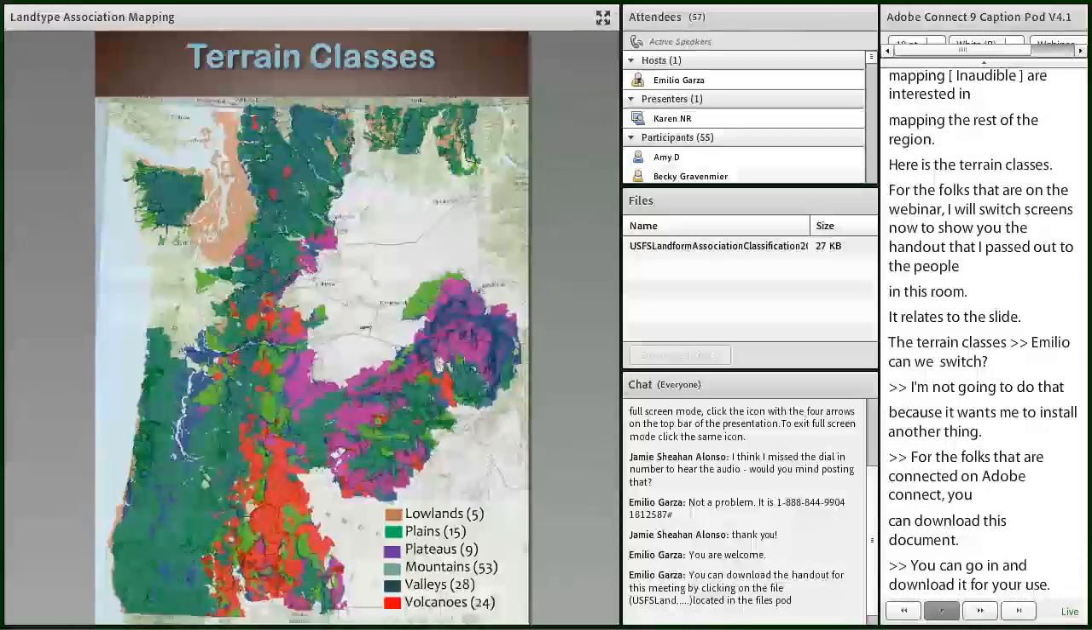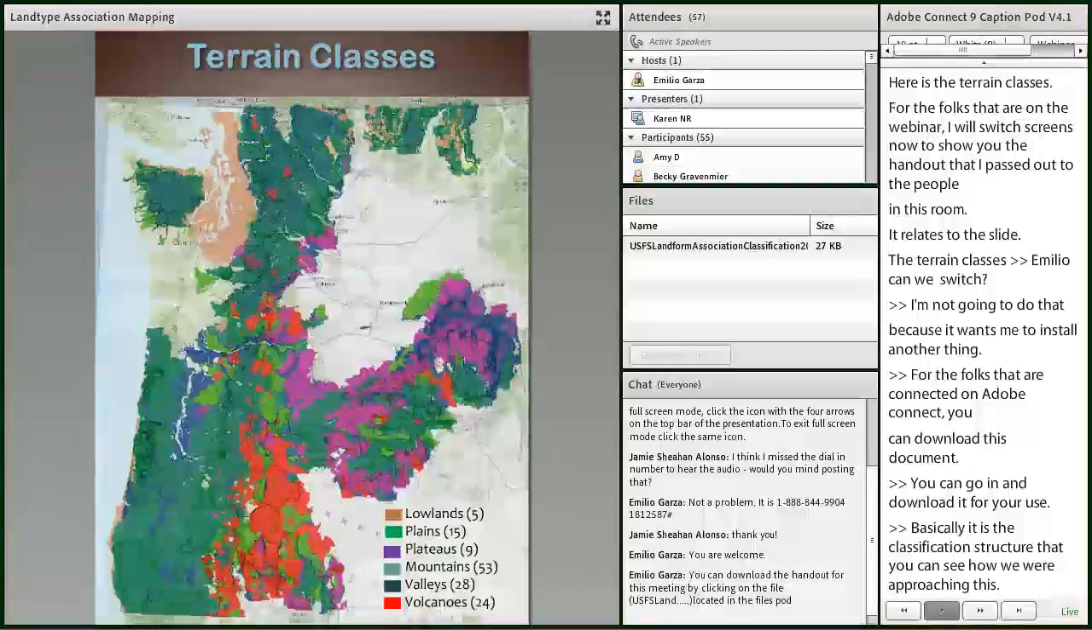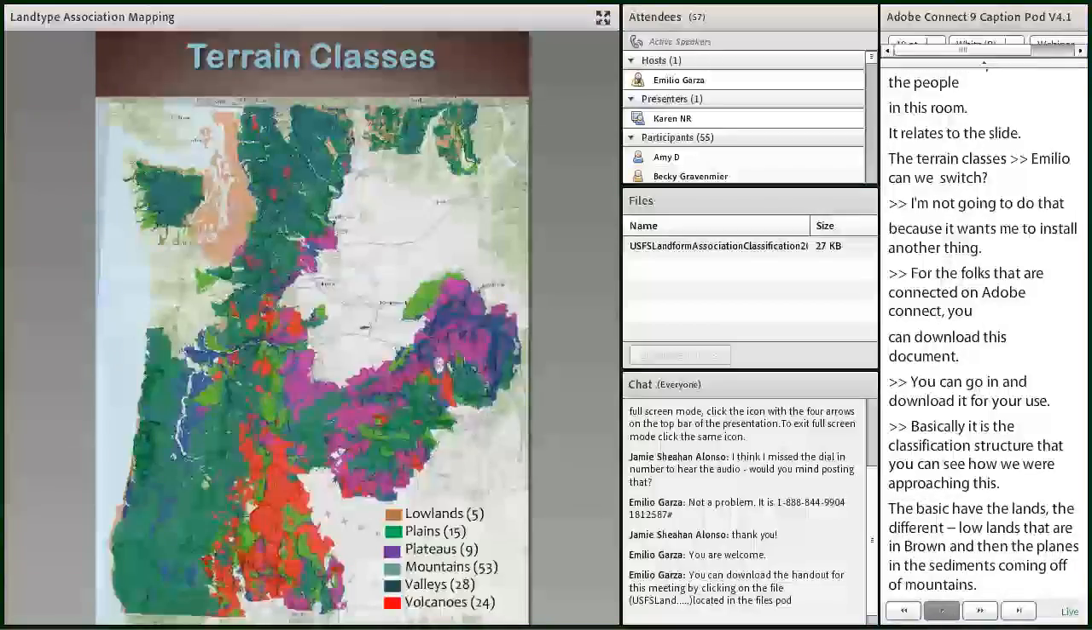So we basically have lowlands, these different areas in brown, the marine terraces here, and then we have these plains, so sediment areas coming off the base of mountains, fluvial valleys. Then we have a lot of plateaus. These are the flood basalts from eastern Oregon. If we map this, it would be a lot of plateau as well.